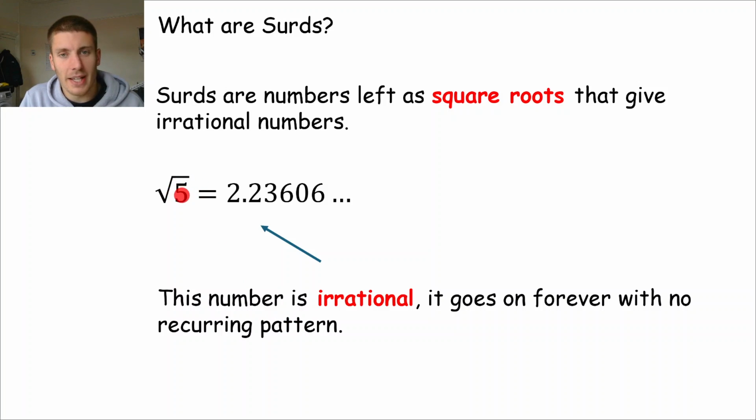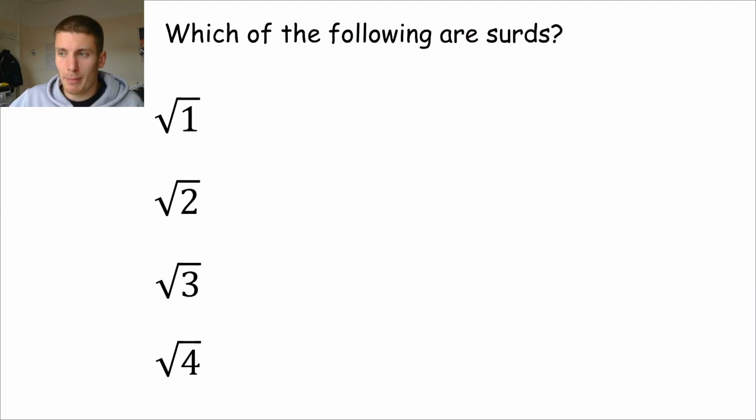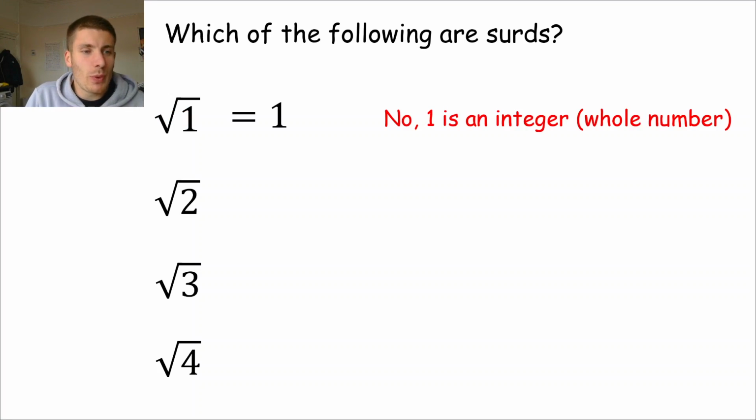So this thing is a surd. Let's look at some examples of which are surds. The first one: is the square root of 1 going to be a surd? It isn't, because if you square root 1, of course you get plus or minus 1, but here we're just looking at the positive. You get 1, because 1 times 1 is 1. And because 1 is an integer, a whole number, root 1 is not a surd, because it can be simplified to give you an integer of 1.